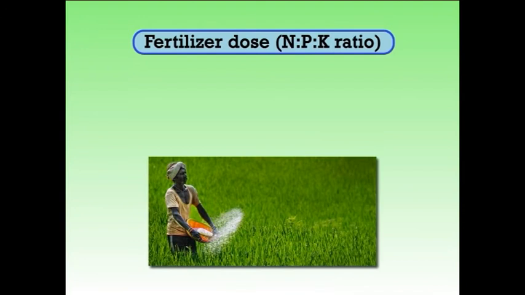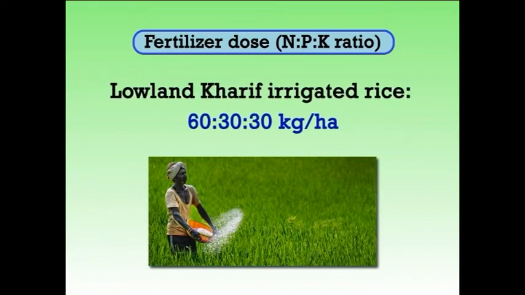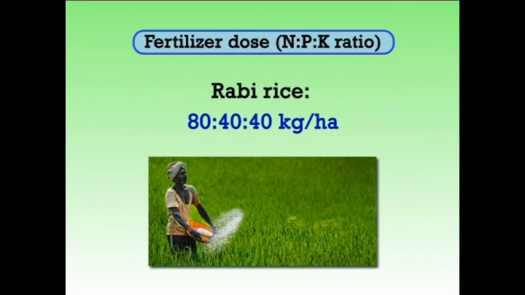Next, we will see about fertilizer dose in terms of NPK ratio. In case of rain-fed upland, 40-20-20 kg per hectare, and in case of lowland kharif irrigated rice, 60-30-30 kg per hectare should be applied. And for rabi season rice, 80-40-40 kg per hectare should be applied.